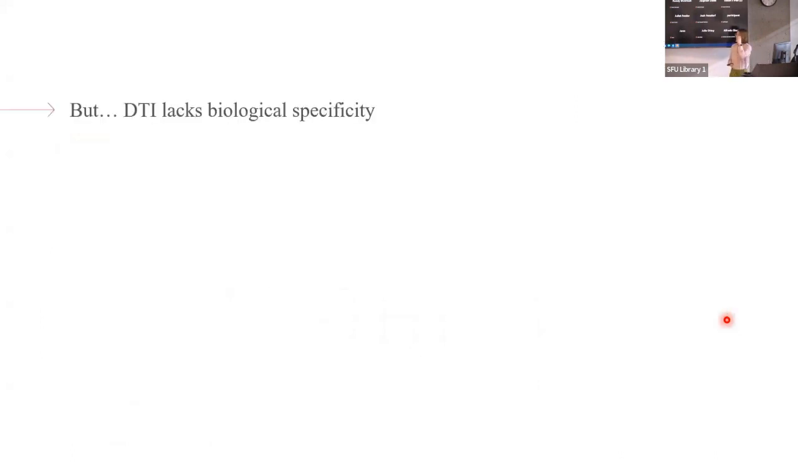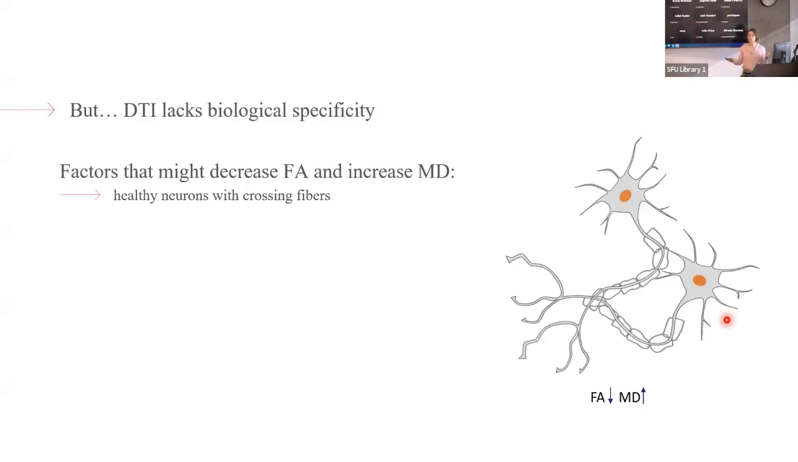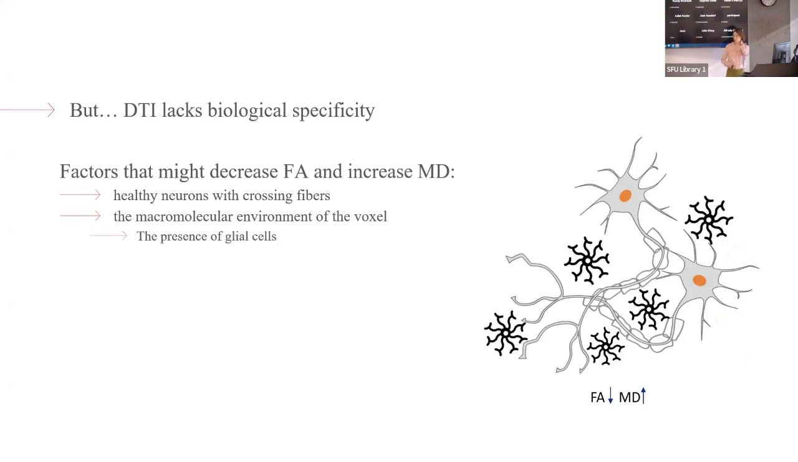Now, the issue here is that DTI, while being very sensitive, also lacks biological specificity. There's a number of other factors other than just damage to white matter that might change FA and MD. So you might have two perfectly healthy, dense neuronal bundles, but with crossing fibers, which can reduce the directionality in your voxel. And also you might have changes in the macromolecular environment of the voxel. So you might have a proliferation of glial cells, or you might have increased interstitial fluid, and all of these can change your signal as well. So the inference of these microstructural changes in DTI is not always clear.